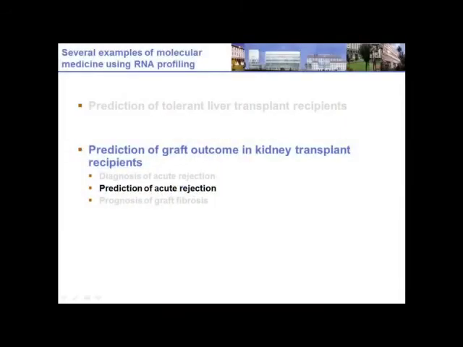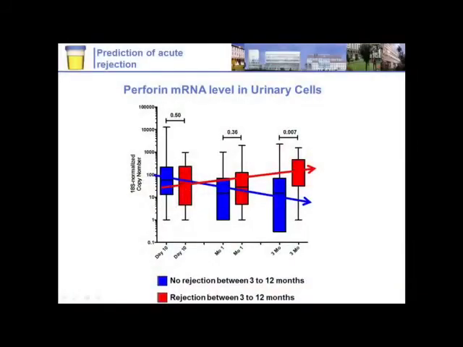What about prediction of acute rejection? As I said before, in kidney transplantation we have access to urine samples. Obviously, urine samples may provide huge information about what happens within the graft. And these are unpublished results we obtained from a study that is still ongoing. In this panel, what you can see is the copy number of perforin messenger RNA in urinary cells of our transplant patients at 10 days post-transplantation, 1 month post-transplantation, and 3 months post-transplantation.